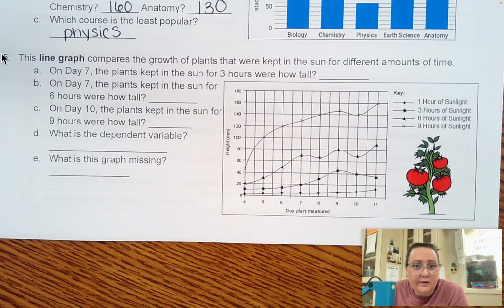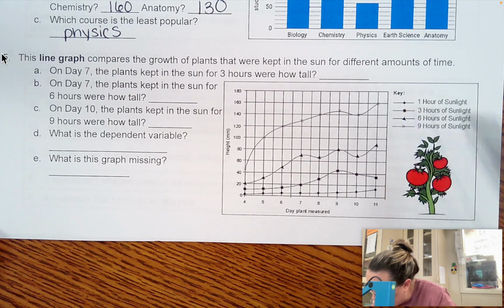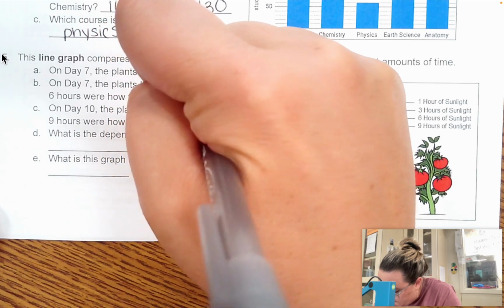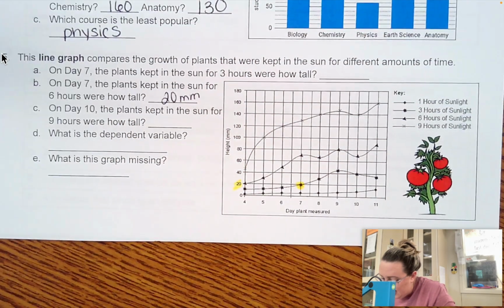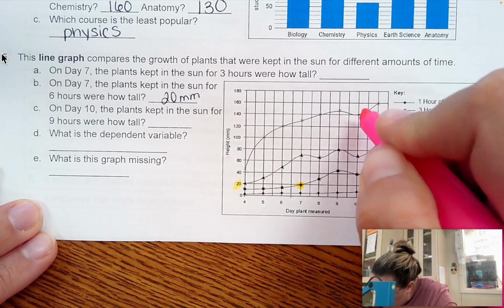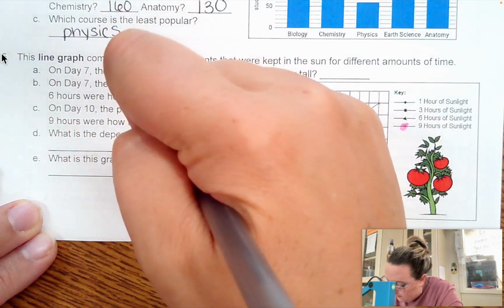This line graph compares the growth of plants that were kept in the sun for a different amount of time. On day 7, the plants kept in the sun for 3 hours were how tall? 3 hours is this little star, and it says day 7. So day 7 with the little star were how tall? If you read the graph over, that is 20 millimeters. On day 10, the plants kept in the sun for 9 hours were how tall? 9 hours is the X in day 10. Read that over, how tall? 140 millimeters.